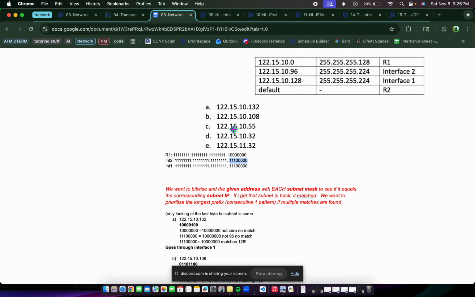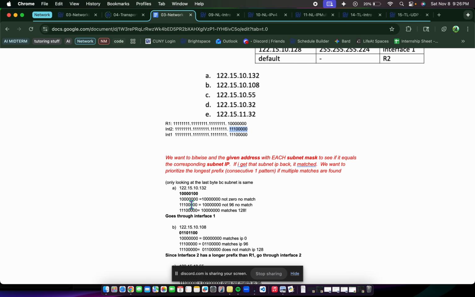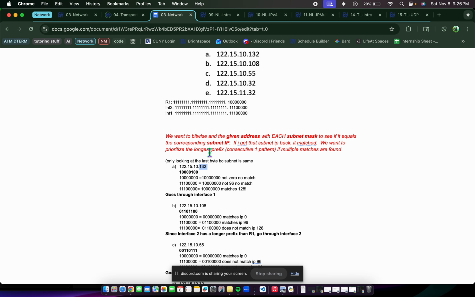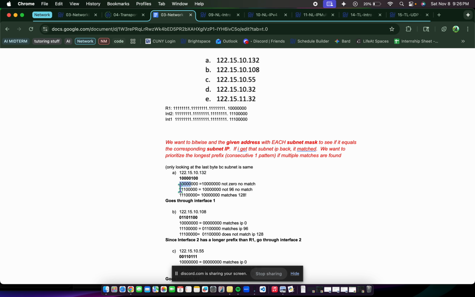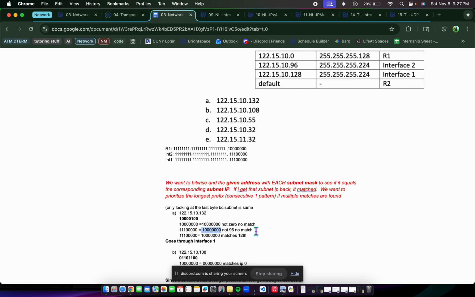My next one comes from interface 2. So that's the 224 at the end that I converted into binary, right over here, right? So I bitwise AND, again, my 132, and I get this. This is 128 again. Now I see, what is the last byte that I'm comparing to in its corresponding address? 96. Well, 96 is not equal to 128. Therefore, this is not a match.